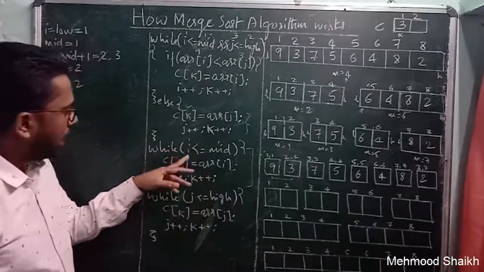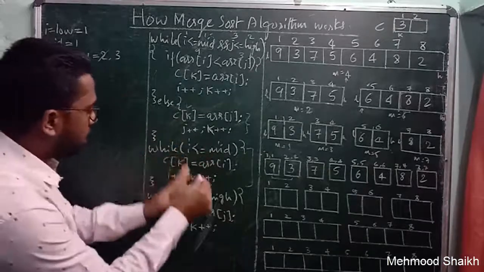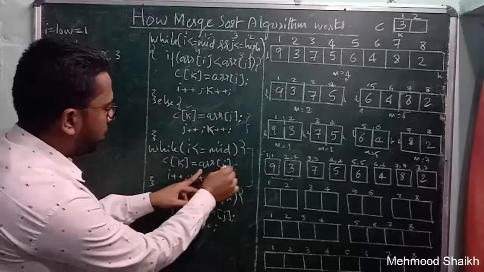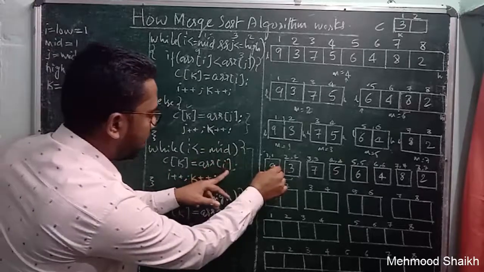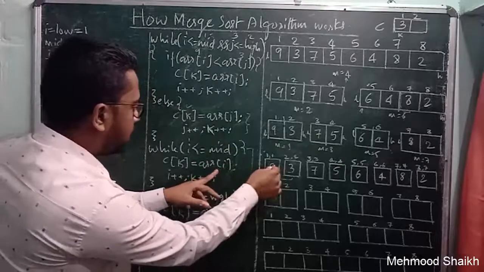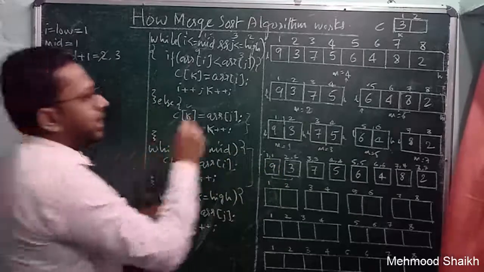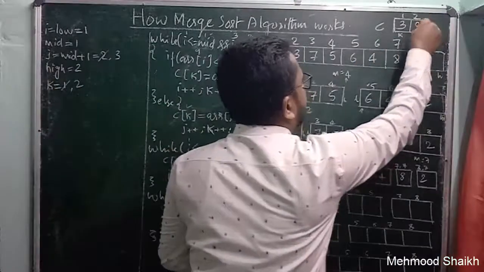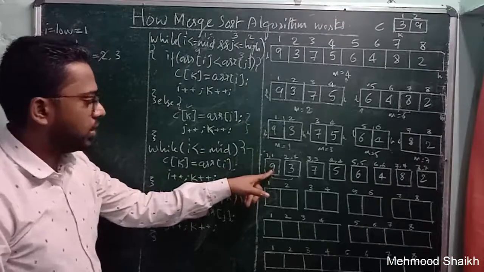Okay, while i is 1, 1 is less than or equal to mid, which is 1, yes, condition true. Then what we will do: array of i is array of 1, which is this 9. We will move this 9 into k. So what is k? k is 2. In the second location of the C array, we will pass the first index of the array.